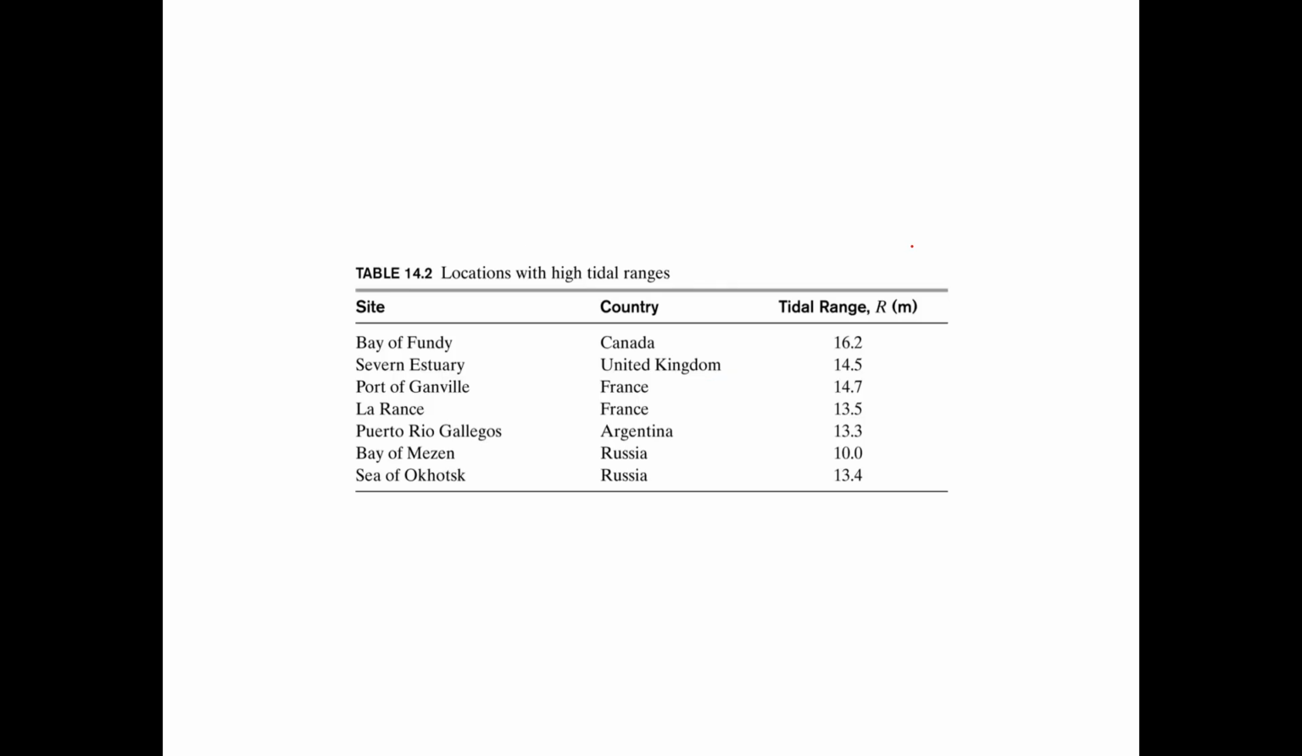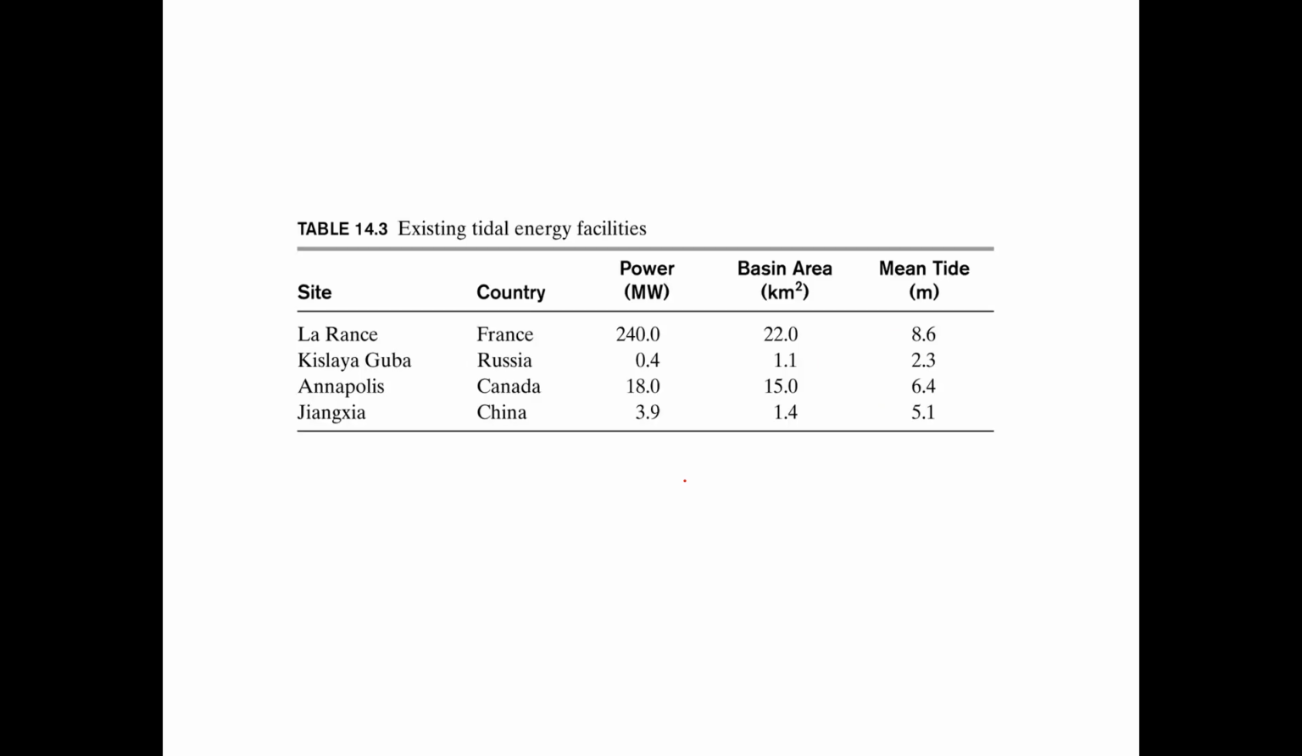This table from your book gives you the tidal range for various areas in the world. For example, in Canada, the Bay of Fundy has a vertical tidal range of 16.2 meters, which is close to 35 feet. Under that, you have the United Kingdom, a few in France, Argentina, then Russia. These are different areas where there are high tidal ranges.